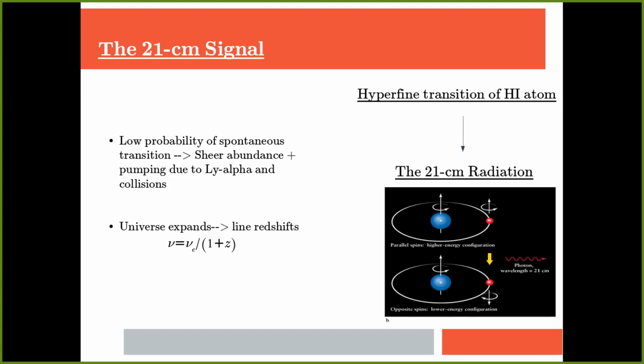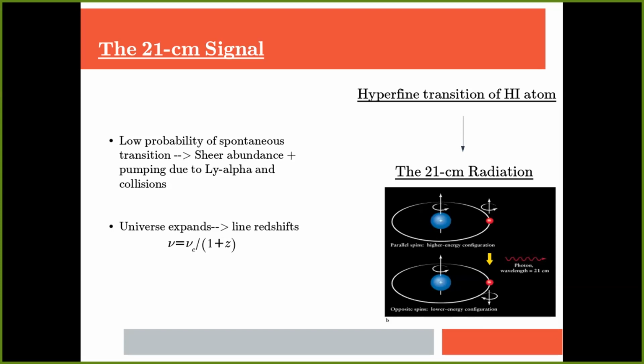However, the sheer abundance of the neutral hydrogen atoms present in the intergalactic medium, and the ability of the Lyman alpha coupling and the collisions to pump the electron from the singlet state to the triplet state, allows us to get a signal that can be detectable. So this low probability of spontaneous transition is easily overcome by these two factors.